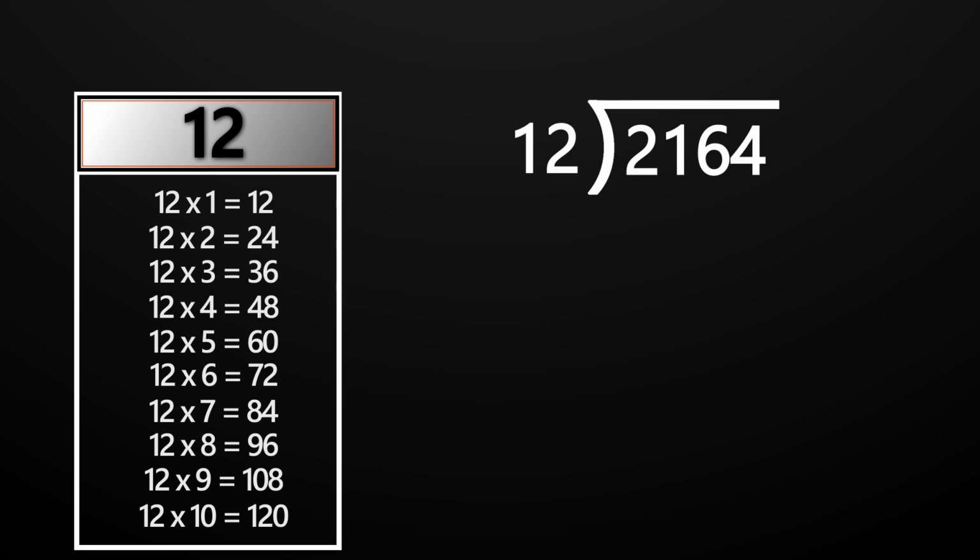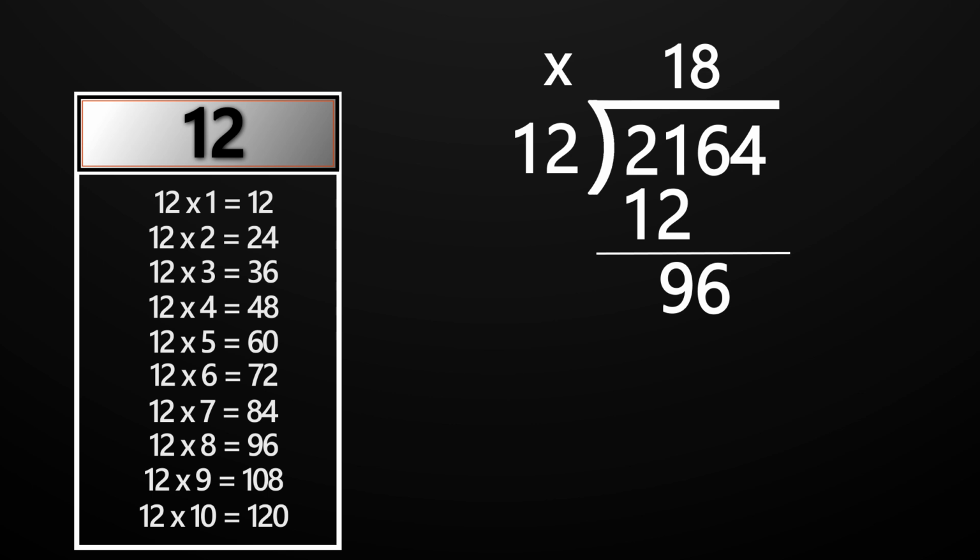Now, since 12 is a two-digit number, you will select the two leftmost digits, 21 here. Now, if you look here, 12 itself is the closest to 21. So, place 1 in the quotient, place 12 below 21, and subtract, giving you 9. Then drop the next digit. Now, 12 times 8 fits into 96 perfectly. So write 8 in the quotient, multiply 12 and 8 to write 96 here, and then subtract to get 0.